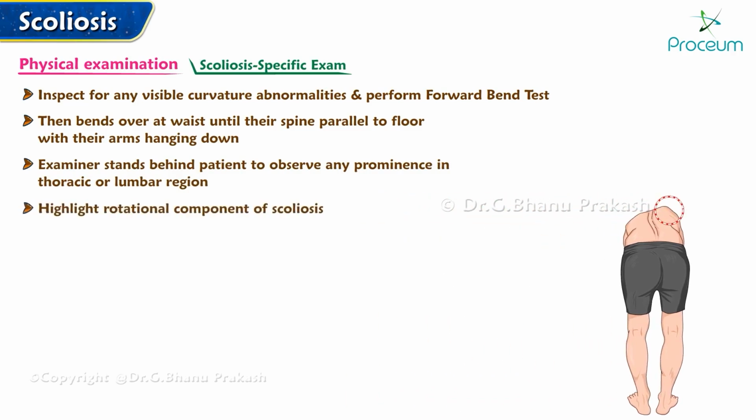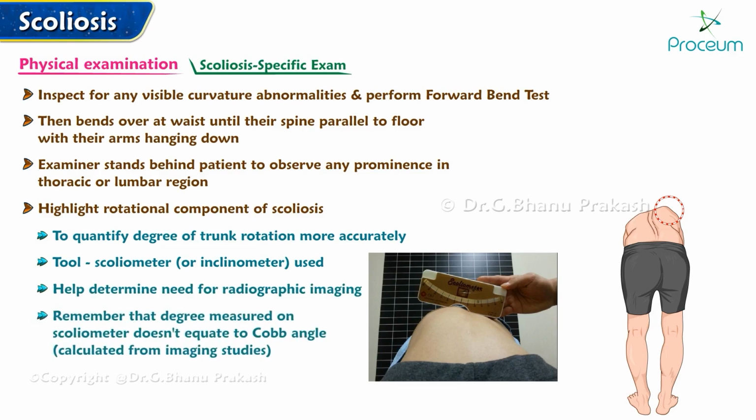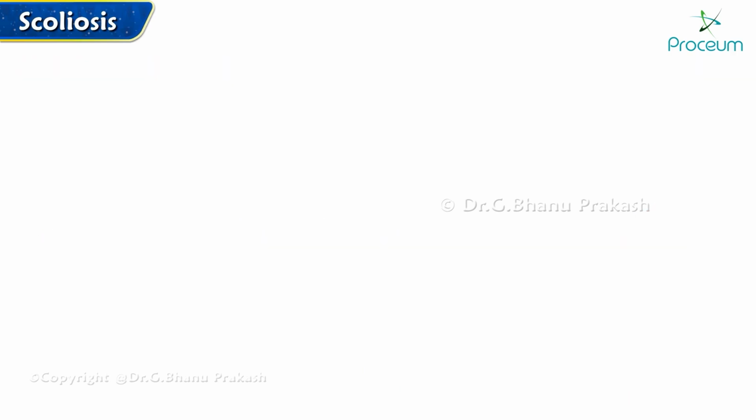rotational component of scoliosis. To quantify the degree of trunk rotation more accurately, a tool called a scoliometer or inclinometer can be used. This can help determine the need for radiographic imaging. It's essential to remember that the degree measured on the scoliometer doesn't equate to the Cobb angle, which is calculated from imaging studies. Now let's talk about the diagnostic workup.